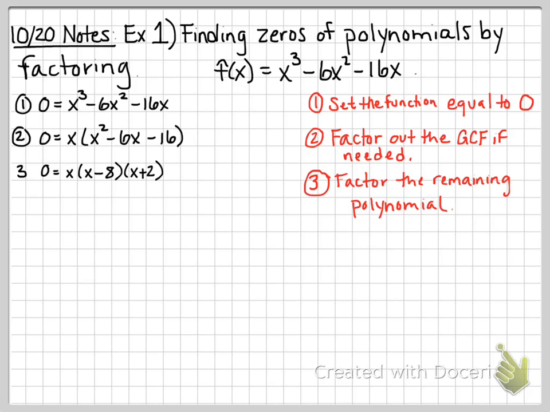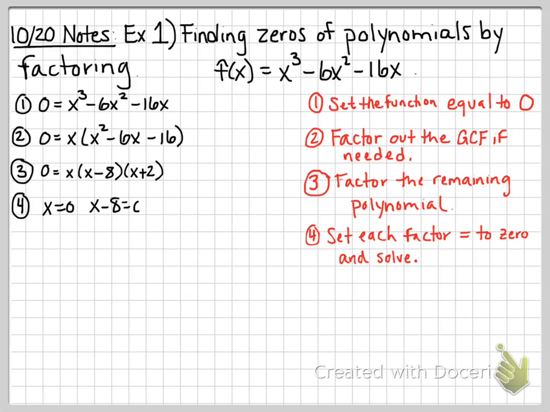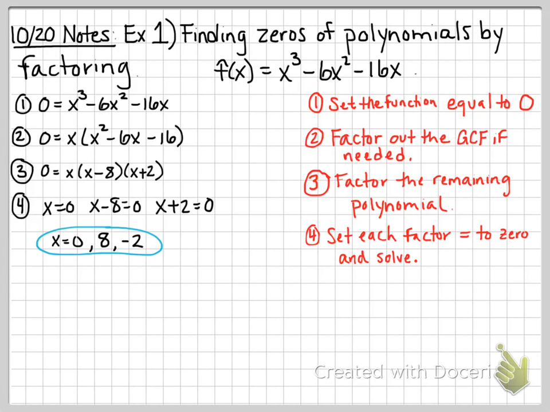Once I've got it all factored, I'm going to set each factor equal to 0 and solve. So my final answer for the zeros of this polynomial are 0, 8, and negative 2. Let's look at the next example.